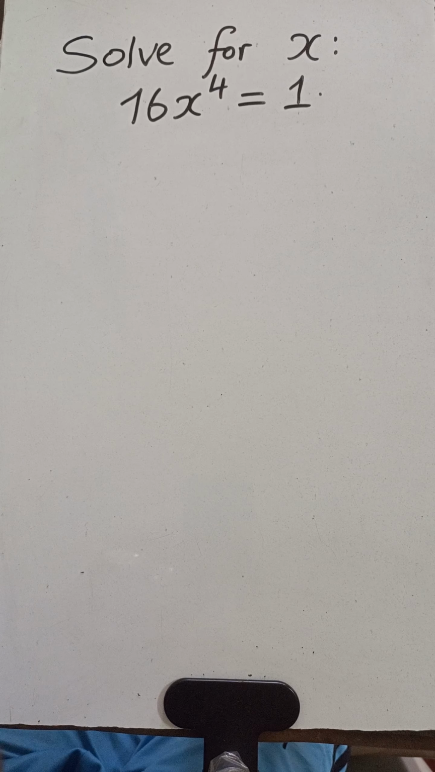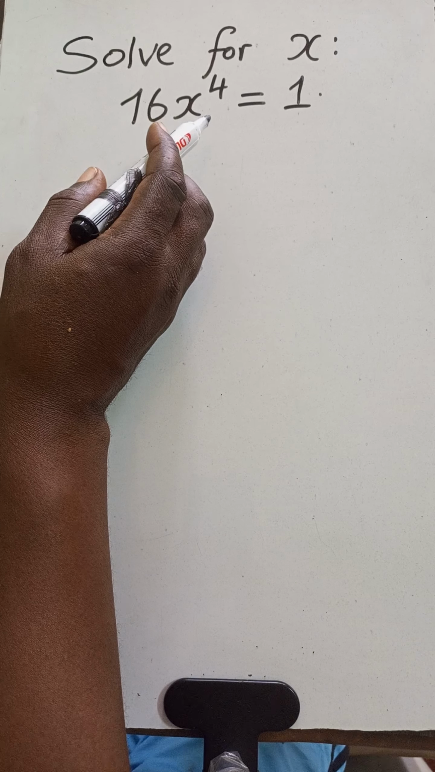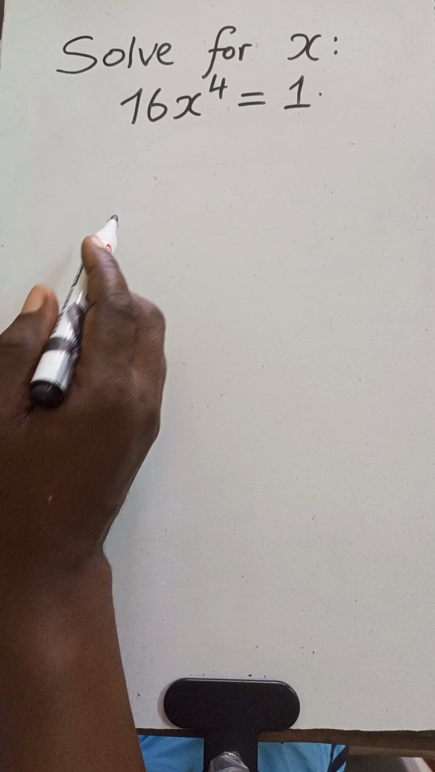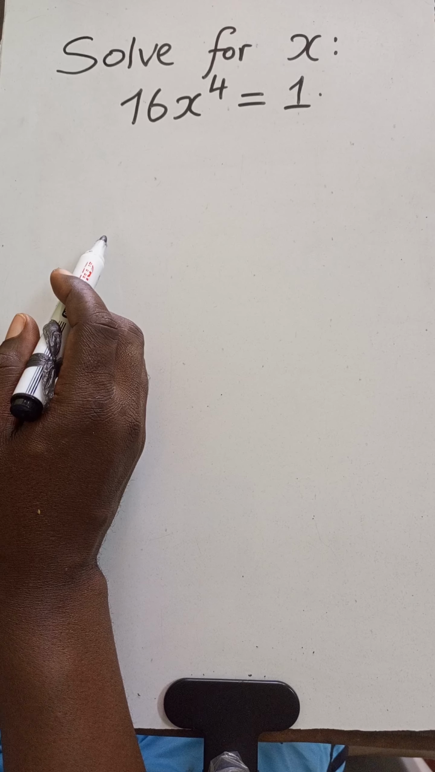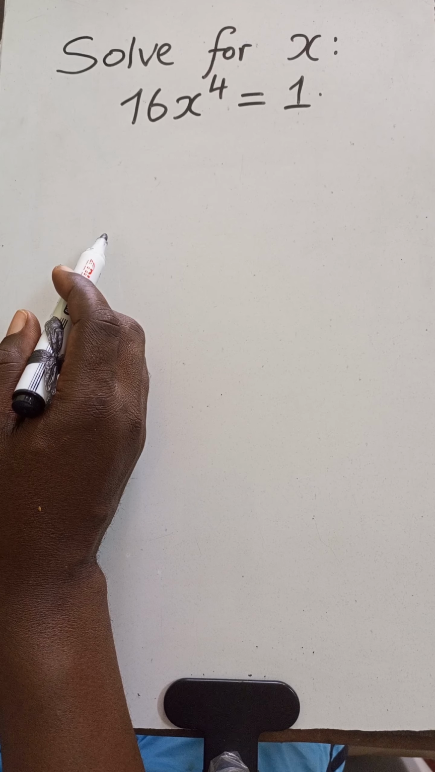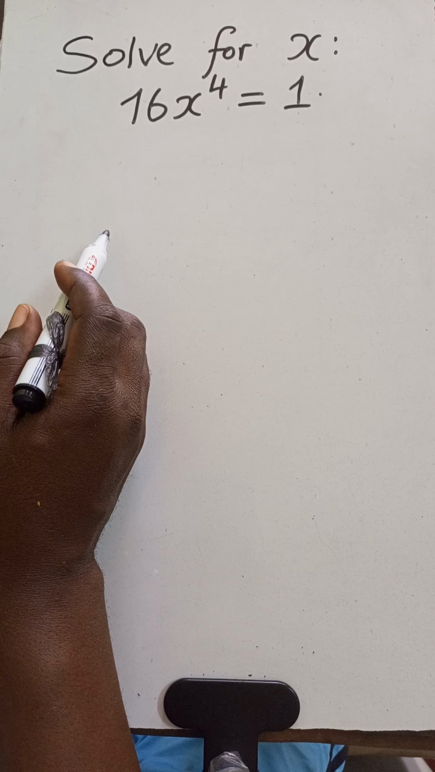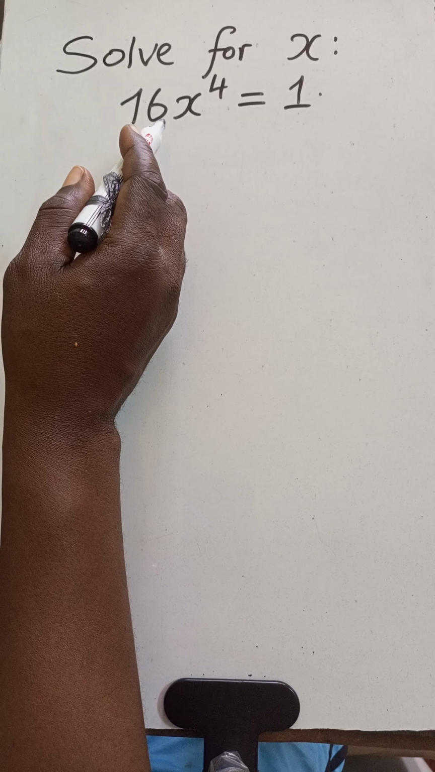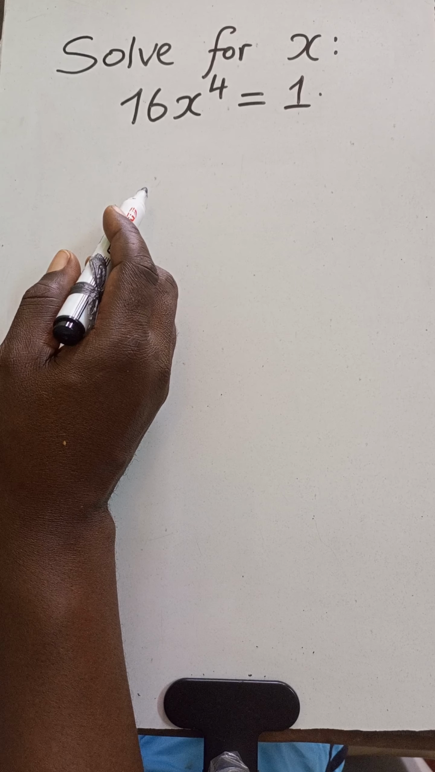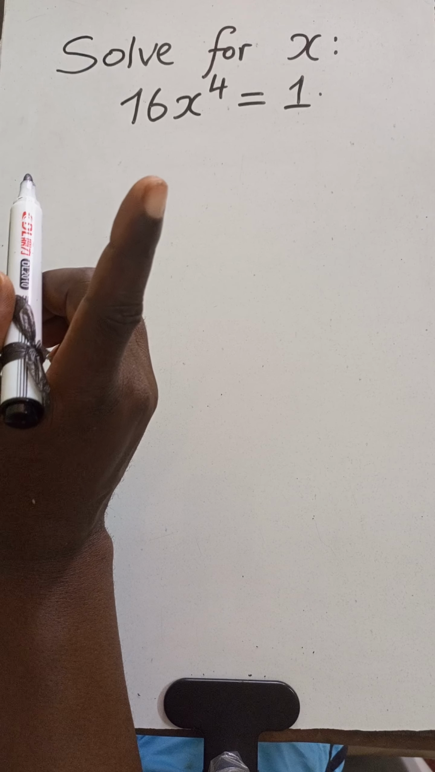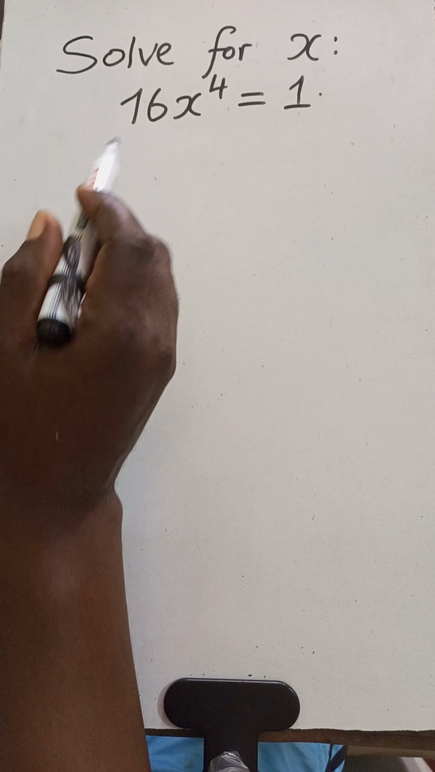Solve for x. The equation 16x to the power 4 is equal to 1. Now we have to be very careful here, because there is a tendency to make the error wherein someone starts off and then divides both sides by 16 and then finds the fourth root of both sides and ends up having just one solution. That is wrong.